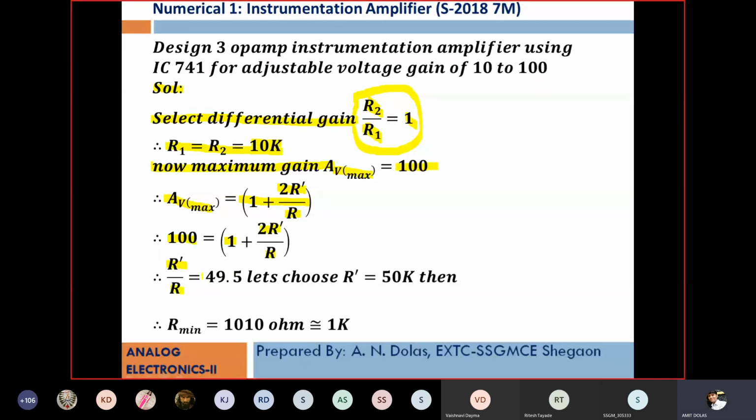So the ratio R dash by R, by rearranging the terms, is 49.5. In the book it is shown as 50, because in 100 minus 1 they neglected the 1. You may or may not neglect it, no worry, there will be a small change. So 49.5. Let's choose R dash 50K. I have put R dash as 50K into this. Accordingly, R minimum comes to 1010 ohm, that is approximately equal to 1K. So the minimum resistance required in the circuit in place of R is 1 kilo ohm.